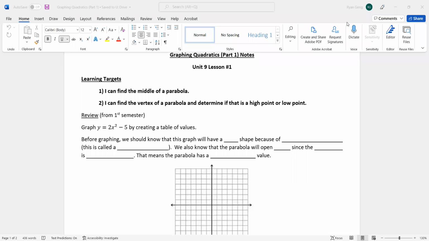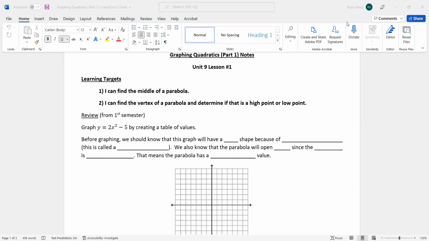Hello, Algebra 1, and here we go with the last big unit of the year. It's called Quadratics. It's a 10 lesson unit, so it's a big one. We're going to start with graphing. The first 2 lessons are about graphing, actually the first 3.